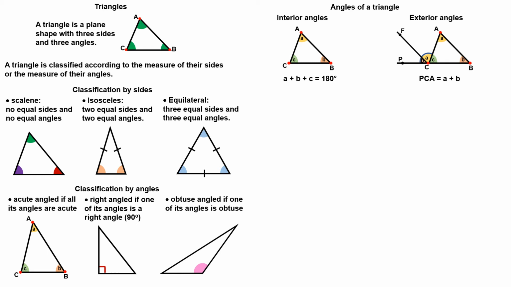It's always true. The measure of an exterior angle of a triangle is equal to the sum of the measures of the two non-adjacent interior angles. In other words, the size of the exterior angle of a triangle is equal to the sum of the interior opposite angles.